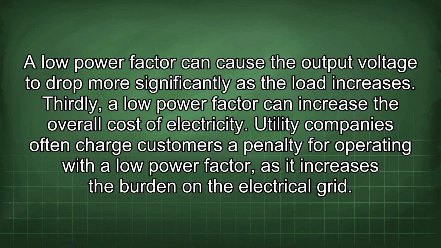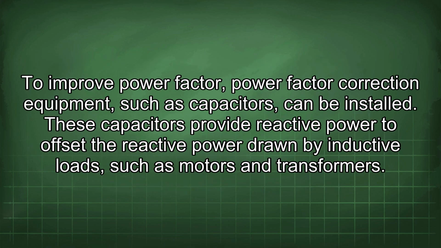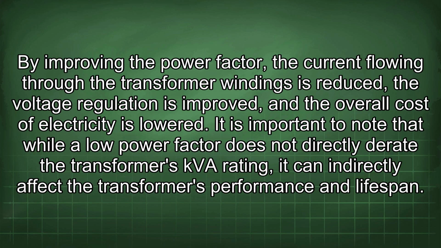Utility companies often charge customers a penalty for operating with a low power factor, as it increases the burden on the electrical grid. To improve power factor, correction equipment such as capacitors can be installed. These capacitors provide reactive power to offset the reactive power drawn by inductive loads, such as motors and transformers. By improving the power factor, the current flowing through the transformer windings is reduced, the voltage regulation is improved, and the overall cost of electricity is lowered.